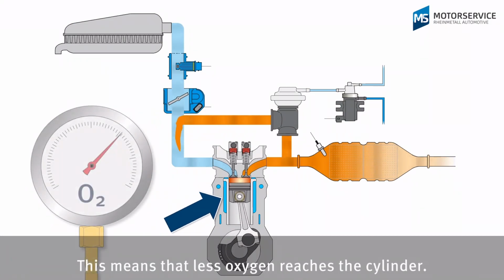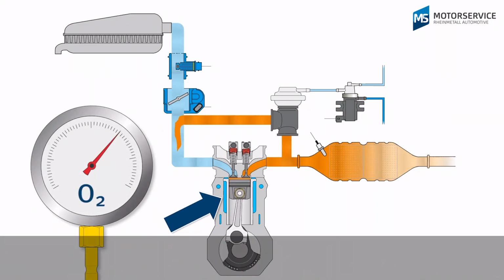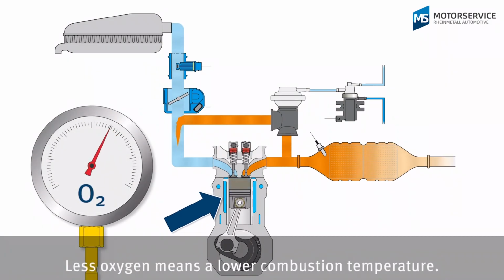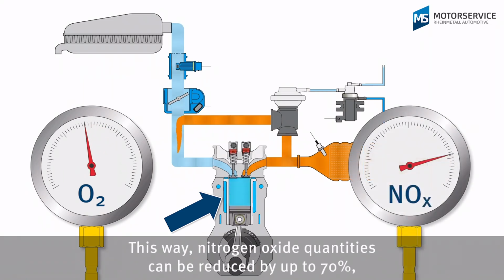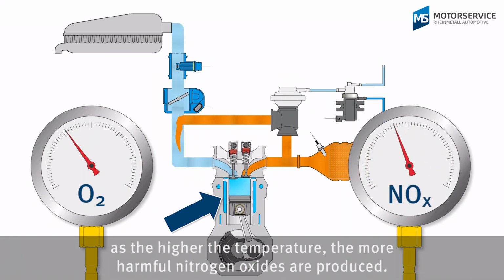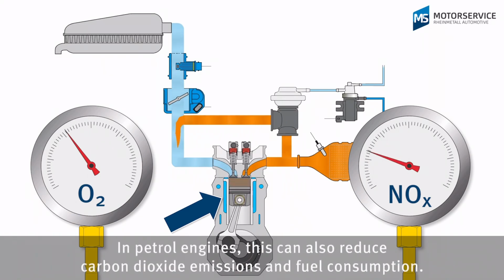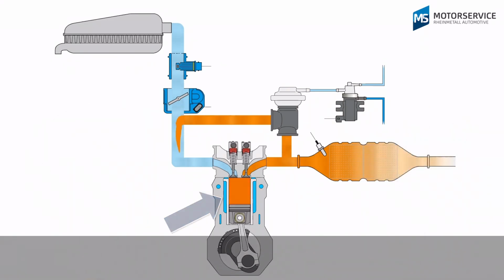This means that less oxygen reaches the cylinder. Less oxygen means a lower combustion temperature. This way, nitrogen oxide quantities can be reduced by up to 70%. As the higher the temperature, the more harmful nitrogen oxides are produced. In petrol engines, this can also reduce carbon dioxide emissions and fuel consumption.